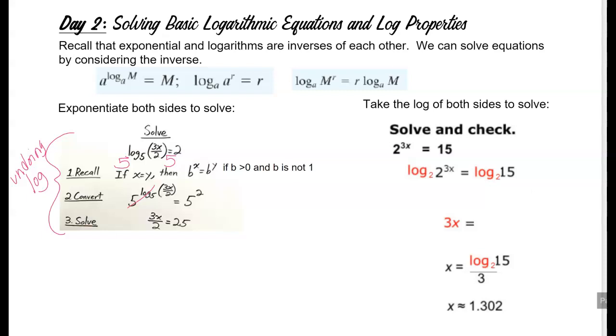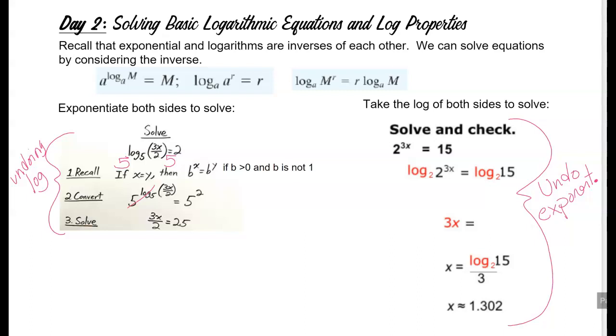Now here, we have a variable in the exponent. In order to get rid of the variable in the exponent, we have to undo the exponential. I'm not going to have room to write that full word. What is the opposite operation of exponential? Log. Now we have to log both sides to undo the exponential term.